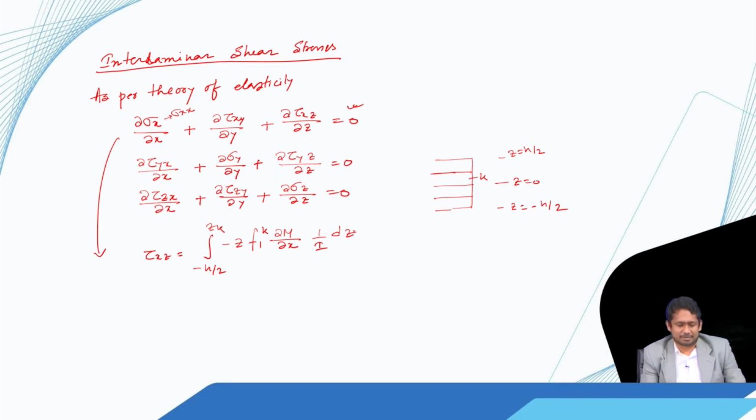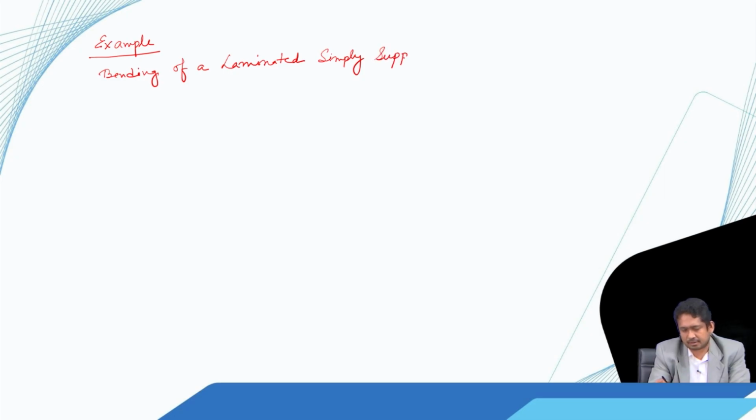Now, we will see one example. For example, let us take the bending of a laminated simply supported beam under transverse load.